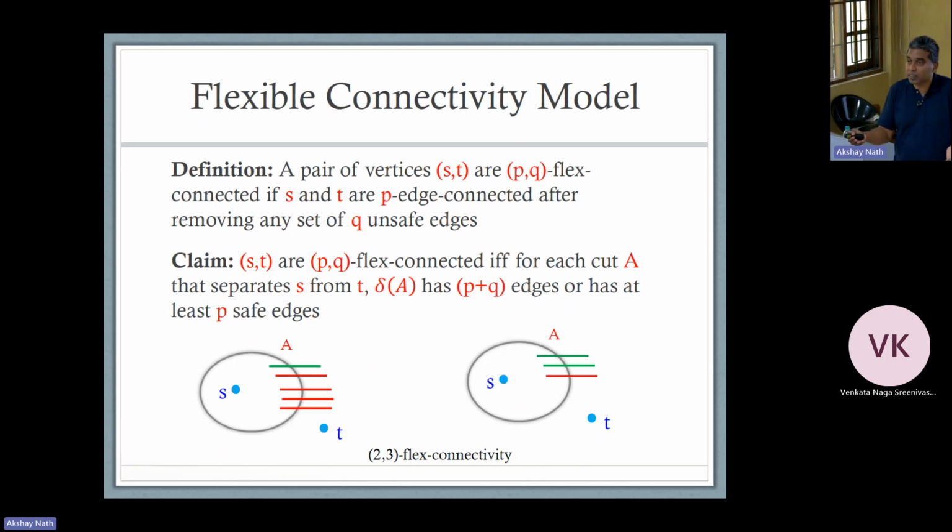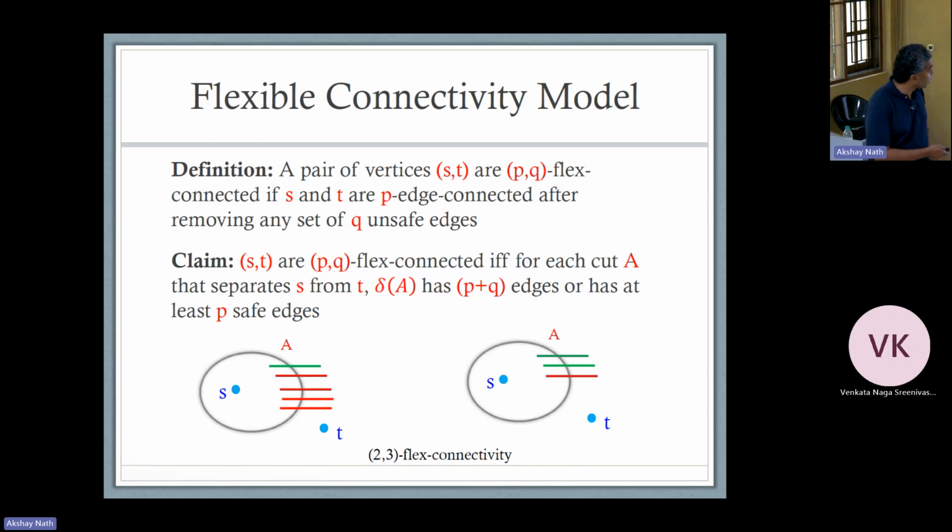If you have at least p safe edges, that cut is happy, because you want p-edge connectivity and the safe edges won't fail. But if you have a cut with a lot of unsafe edges, and you still want p-edge connectivity after any q of them fail, you should have p plus q edges. Now, how can you check this? There's no easy way other than enumerating over all subsets of q unsafe edges. So this is a weakness of this model: you need to spend roughly m to the q time. But we're really interested in q being small, so we'll not worry too much about polynomial running time, because p and q will be small.